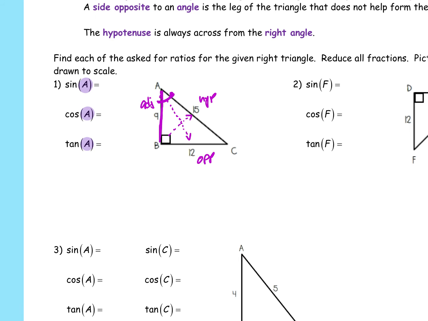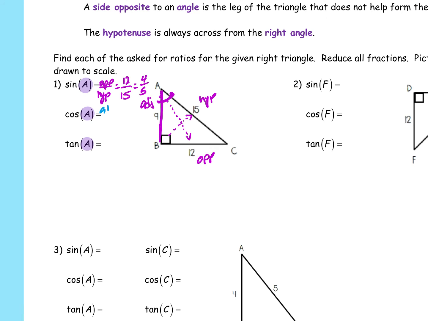So sine is opposite over, I'll write it out this time, opposite over hypotenuse, which is, my opposite side is 12. My hypotenuse is 15, and then I simplify that. 3 goes into both of them, right? So that would be 4/5. Questions? Not too bad? Is that okay? You guys at home?